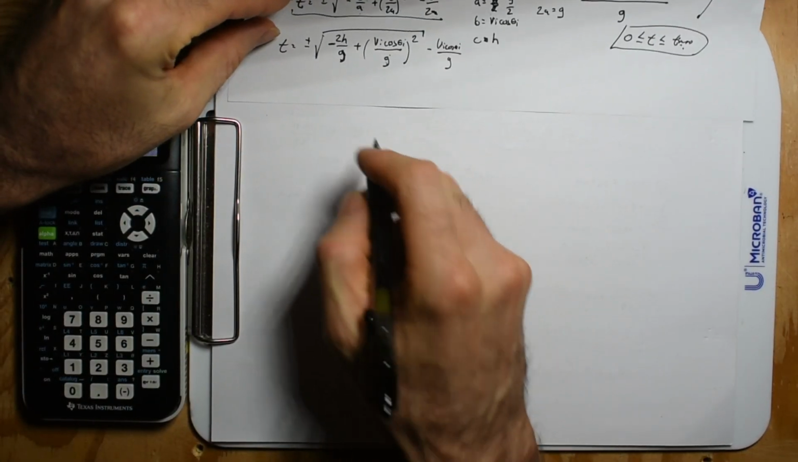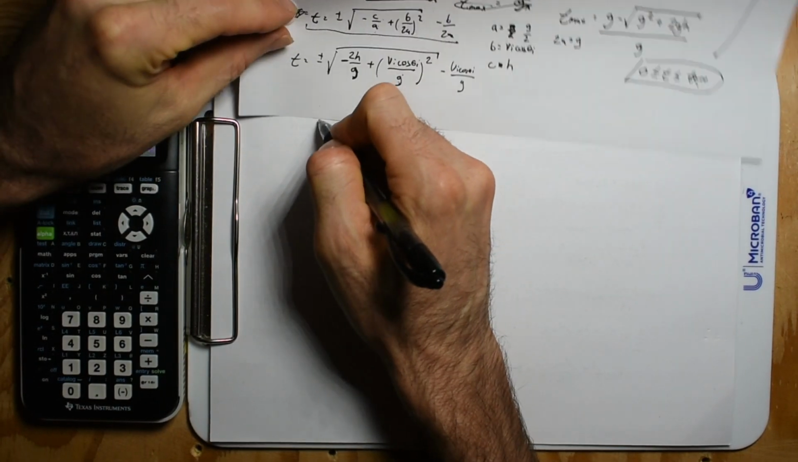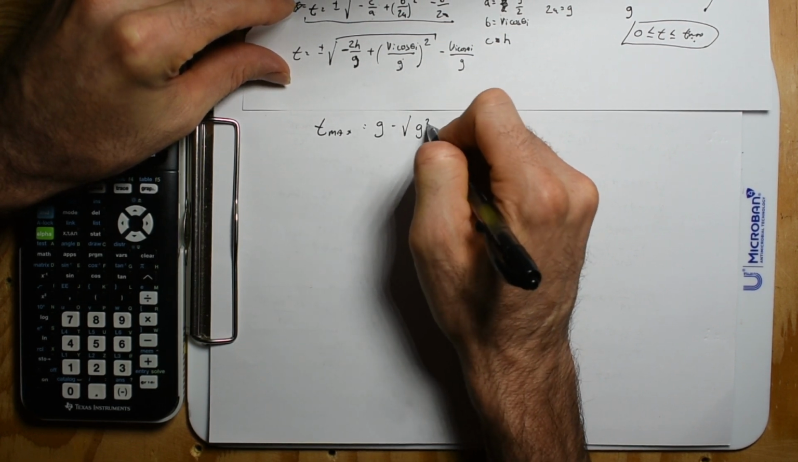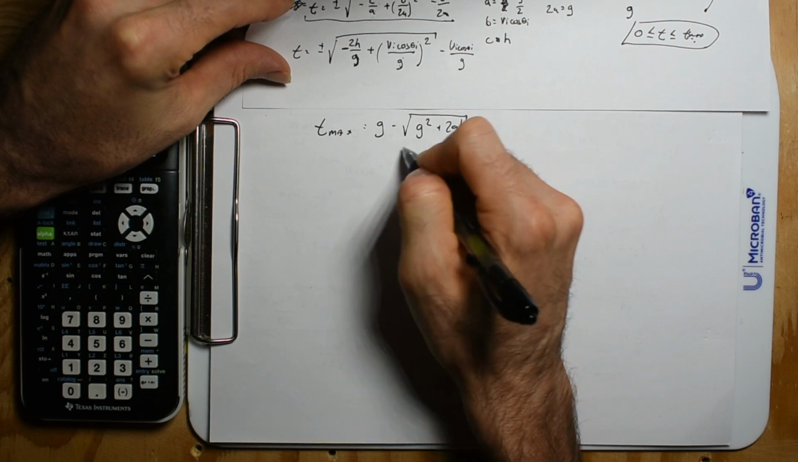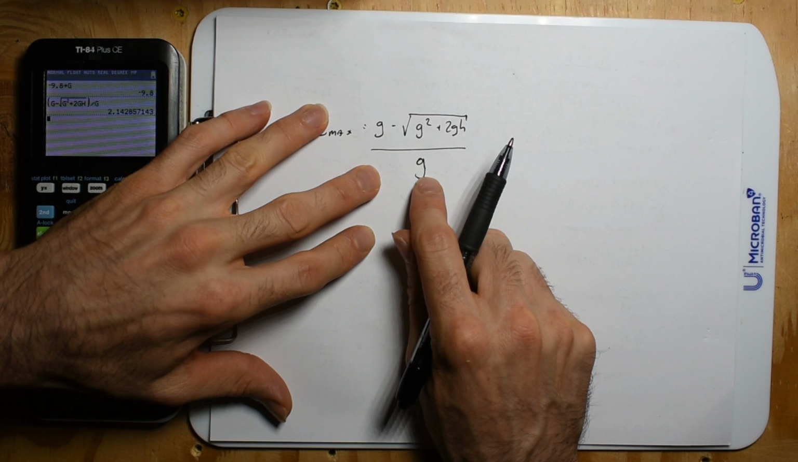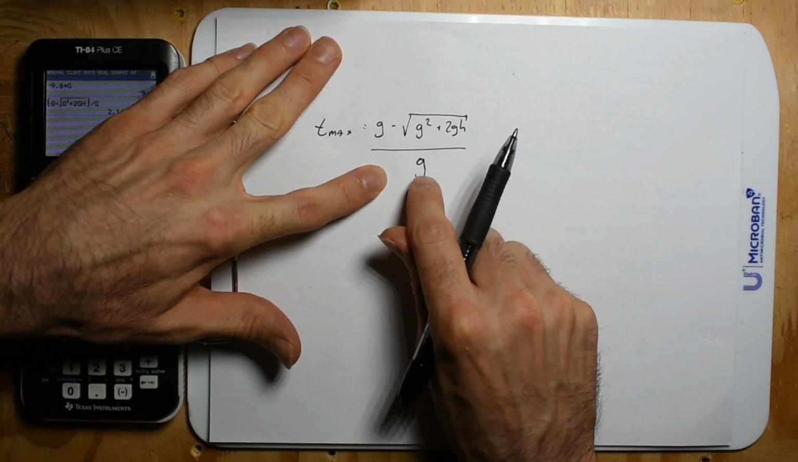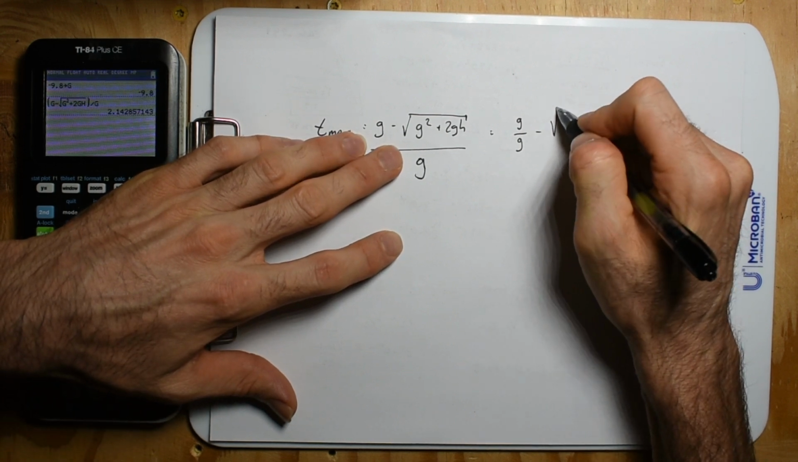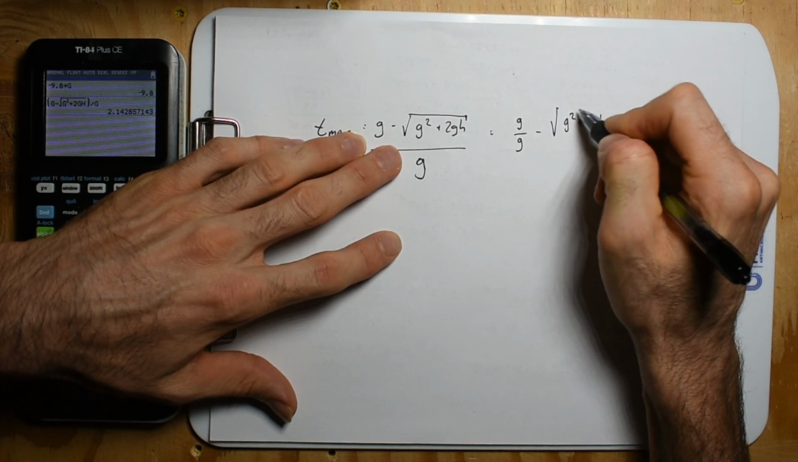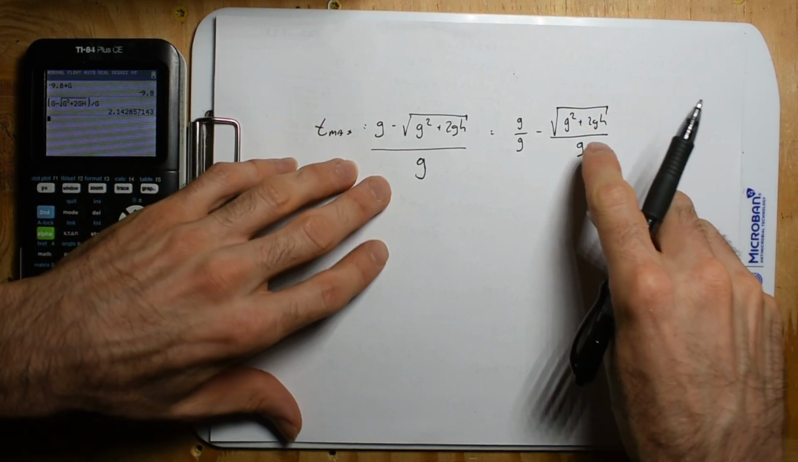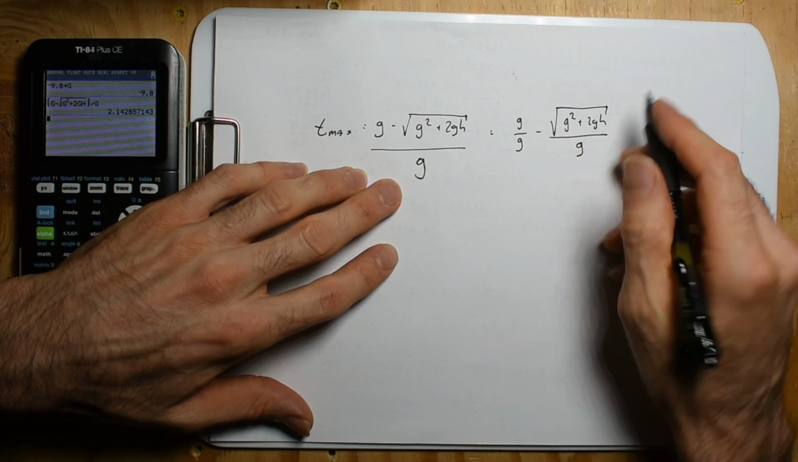Now I want to do one more thing because it's just fascinating. I like the idea of trying to simplify stuff. So I'm going to write the T max is g minus the square root of g squared plus 2gh, all divided by g. Now, this is the same thing. I'm going to do this first: g divided by g minus the square root of g squared plus 2gh, all divided by g.